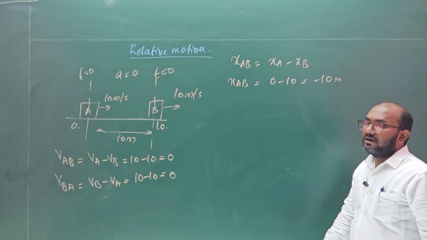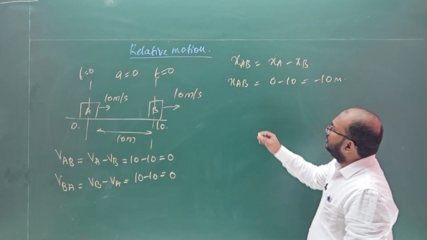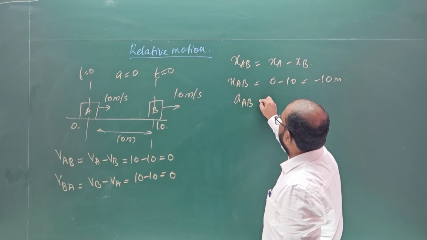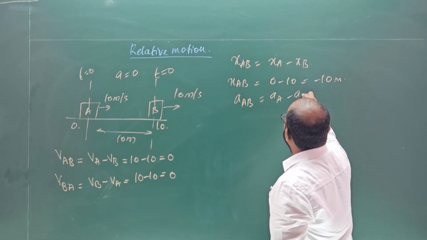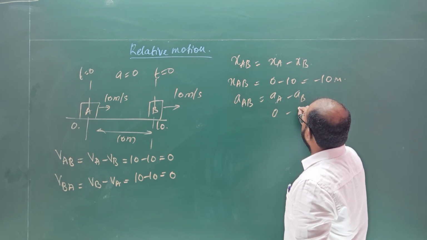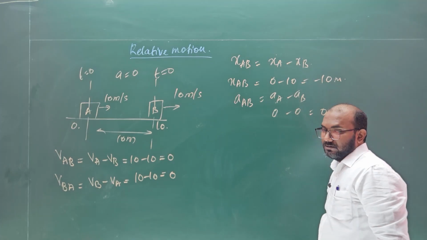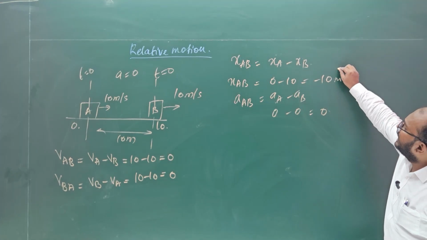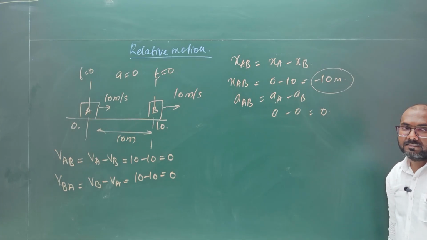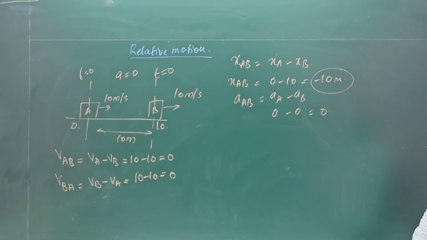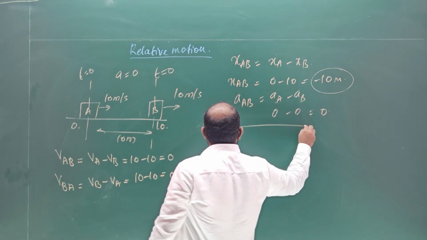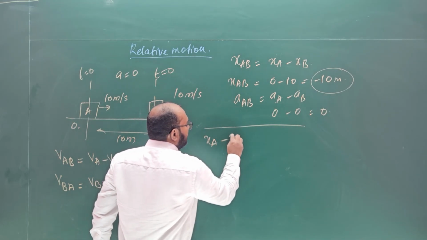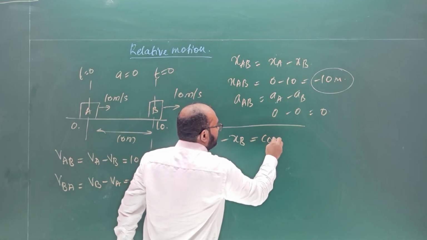Okay. Similarly, acceleration is 0. So can I even write like this? For acceleration, AA minus AB, acceleration is 0 and 0. Answer is 0. Can I say that at any instant, minus 10 remains constant? So can I also say that XA minus XB is equal to constant in this case?